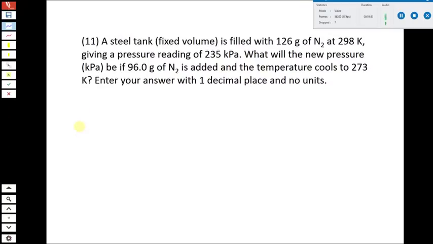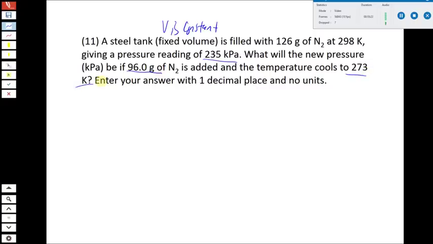All right, so number 11 now, more stuff with gases. This time we have a steel tank with a fixed volume, so we're not changing the volume here. Volume is constant. We want to look at problems for keywords, and this is telling us that volume is constant. We're filling it with 126 grams of nitrogen at 298 Kelvin, and the pressure is initially 235 kilopascals. What will the new pressure in the same units be if we add another 96 grams and we cool the temperature to 273? So we're really doing two things here.